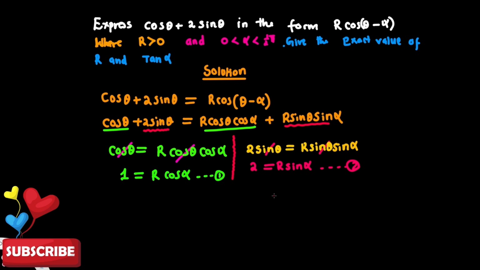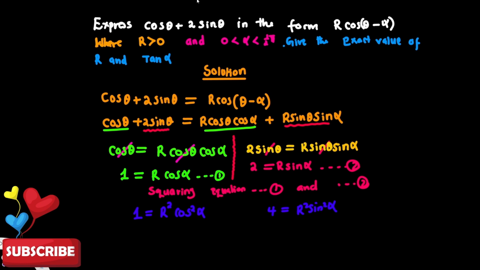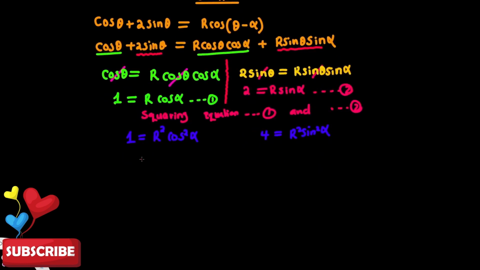Now the next step is to use equation 1 and equation 2 in order to find the value of r and also the value of alpha. Thereafter we shall express that in the form r cos theta minus alpha. Moving on, we are going to square the two equations and then add them so that we can find the value of r. So squaring them, this is what we are going to get. Then adding them, we are going to have it written here.